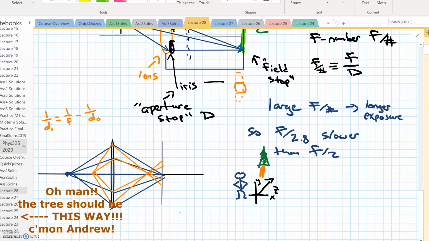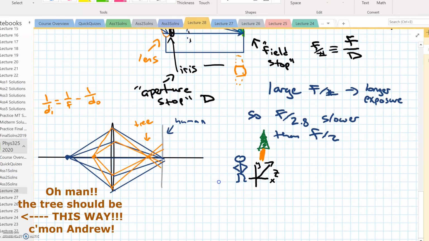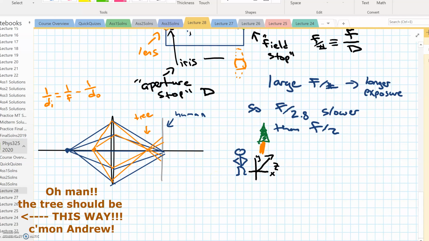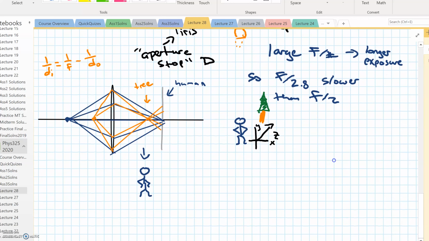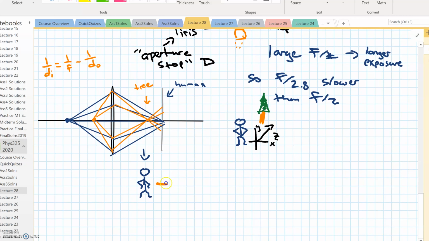Let's look at the tree now. Well, right, so the focal point is here for the tree, and here for the human, which will be focused there. So you get a sharp image of the focus. What you'll see is something that looks like this: a sharp, crisp image of a poorly drawn stick man, and in the background you see a very fuzzy blur.